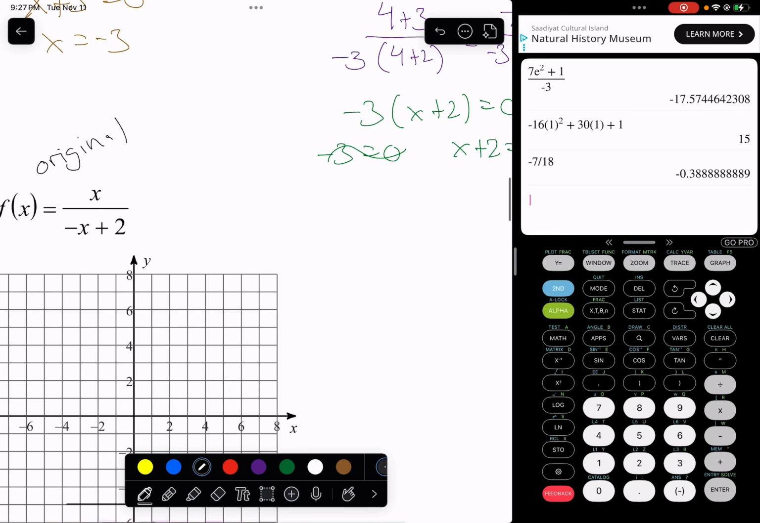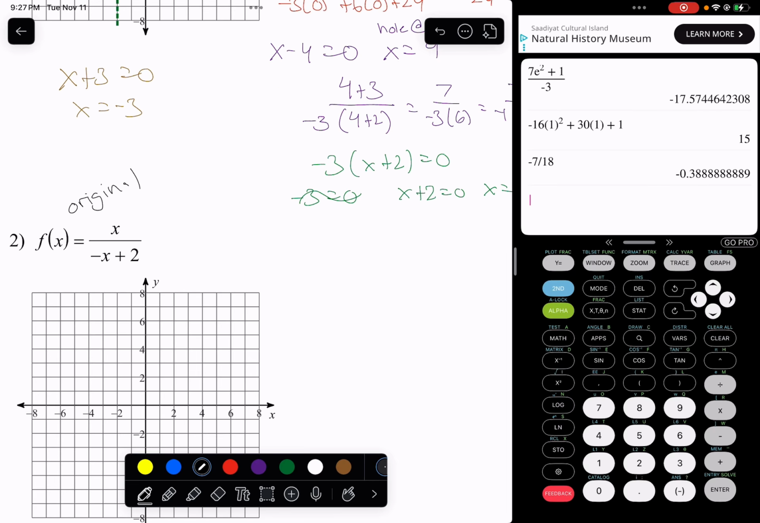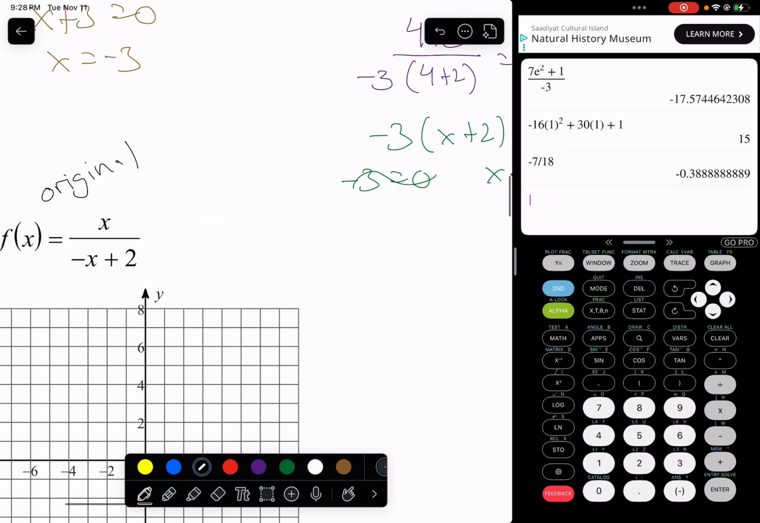R-I-G-I-N-L. All right, so then we have our factored form. Well, there's not much we can factor here. You could, I guess here, obviously you could factor a negative out. That's probably a nice thing to do. So factored form would be x over negative x minus 2.